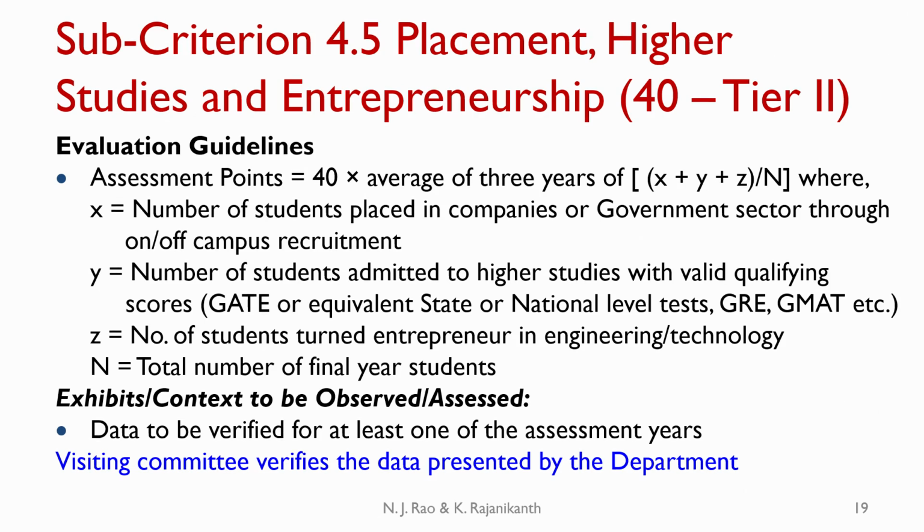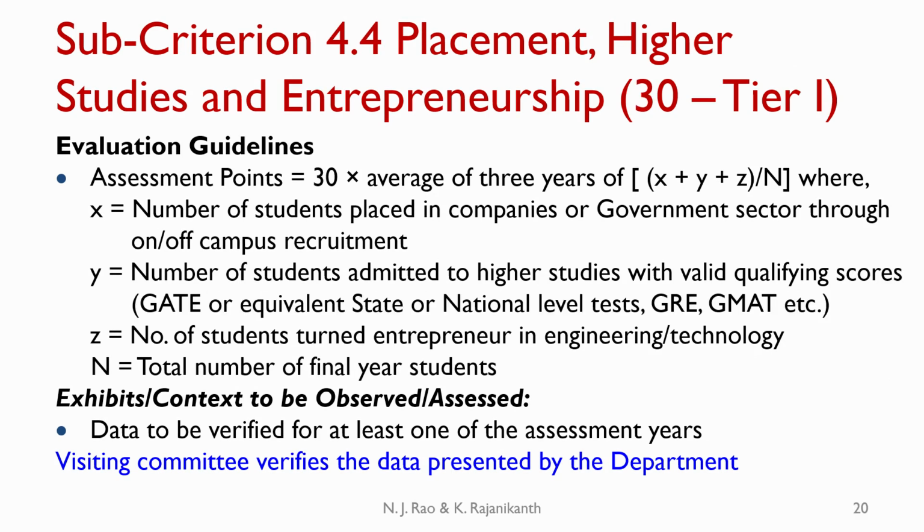This actually, if the department puts in the right kind of effort, they themselves can compute. So, how do you convince the visiting committee? You have to have proof against all these three, x, y, z. Let us see what kind of proof you are looking for. In the case of a tier 1 institution, you are only talking of 30 marks instead of 40 in the other one. Okay. But otherwise the computation is the same, the average over 3 years of (x plus y plus z) by n.